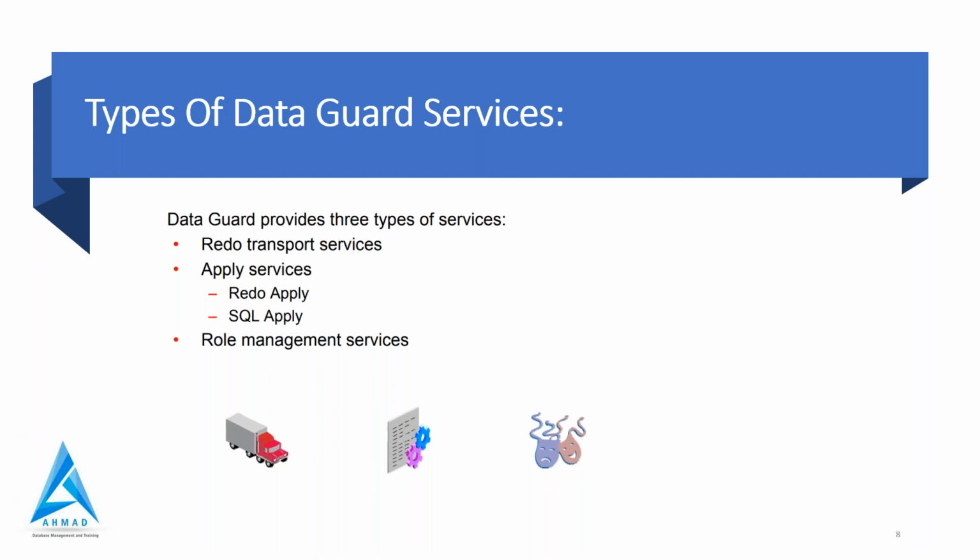The third service you get is role management services. As I said, we have failover and switchover. These are two role management operations, by which you can change roles between production and standby. If you have planned downtime, then you will do a switchover. And if you have a database failure, suppose on your production, then you will perform a failover operation. So that comes under role management services.